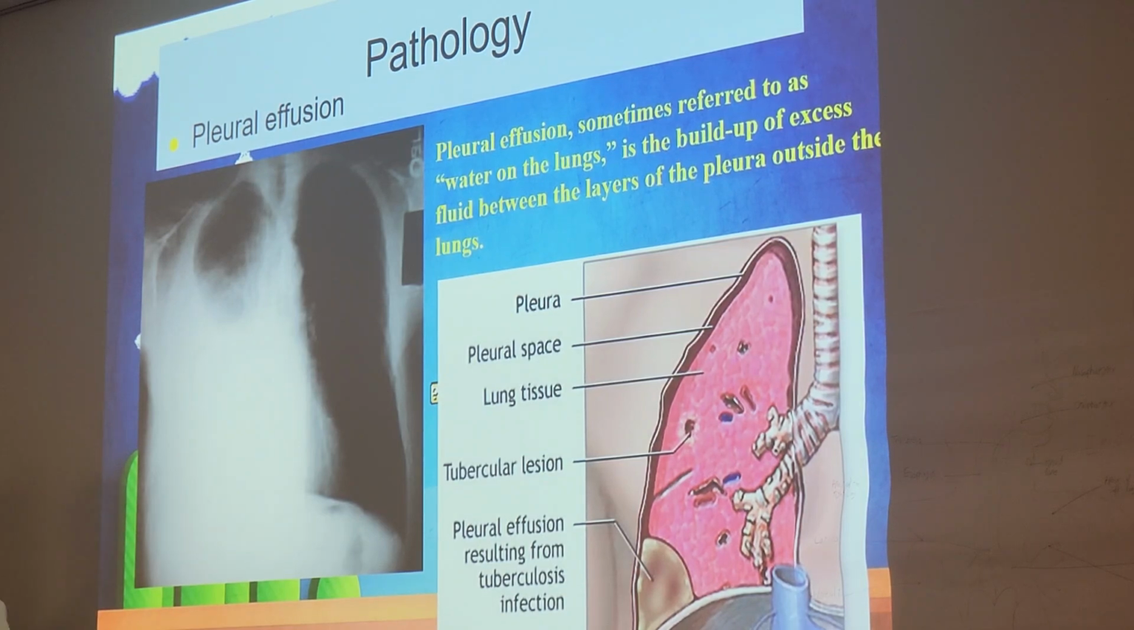And people even claim, oh, they got fluid in their lungs. Well, no, it's actually in the pleural space, between the pleura and the lung itself. Thus the name pleural effusion. Does it say lung effusion? No, it says pleural effusion, which is an actual separate layer on the outside of the lung. So keep that in mind.